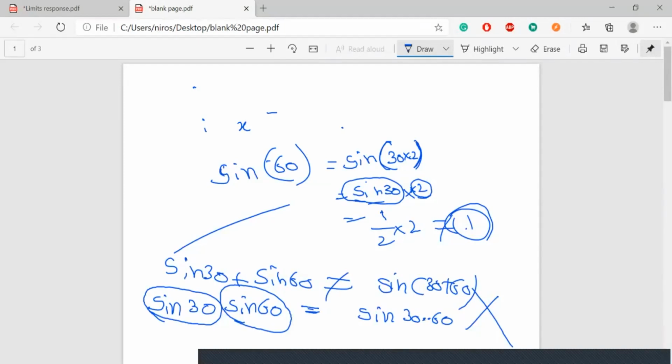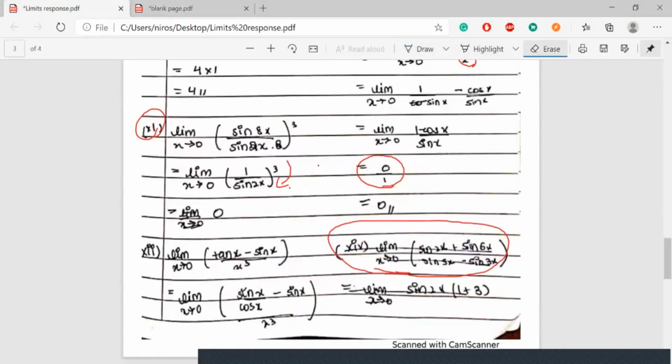You can take sine common only when it is in multiplication. When it is sine into 60, you can take it as common. But sine 60 doesn't mean sine into 60. You can take anything common which is in multiplication, but here sine is not in multiplication with 60. Sine is just a function where 60 is the input for it, as a variable. It is not in multiplication. Remember this one.